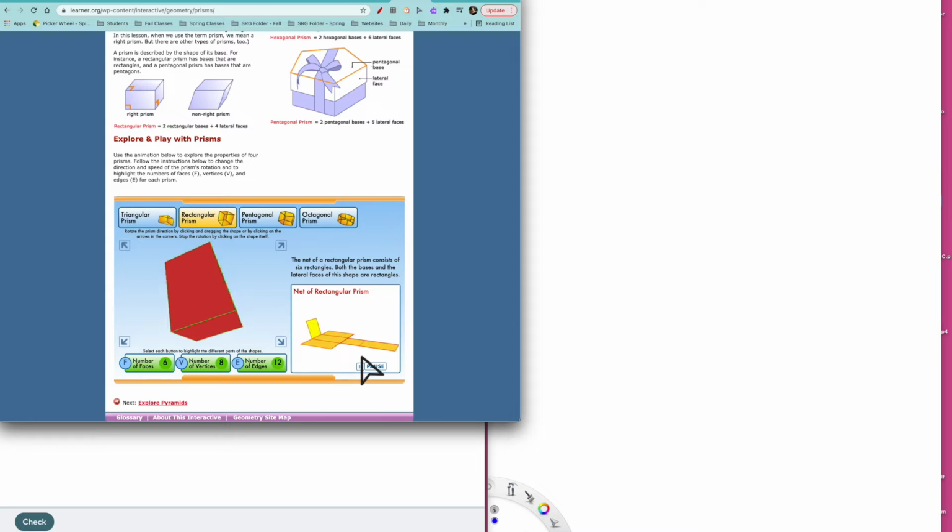So it's going to fold up the sides, and there we go. We have our rectangular prism. And then it's opening back up. So I can see the net is just the sides of the box kind of unfolded. What would I see if I completely cut it open and unfolded it?